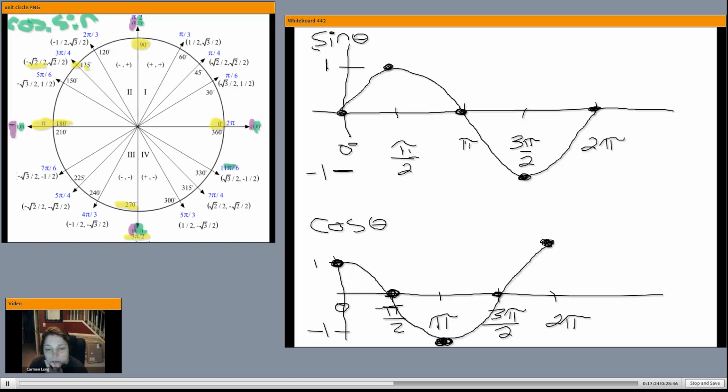Now, every single cosine and sine graph will start out like this. Now we can shrink it, we can stretch it, we can shove it over one way or the other, but the parent graph is this. Just like when you did quadratics, your parent graph always started looking like this. That's how it starts. And then you do some stuff to it, move it, flip it, rotate it, reflect it.